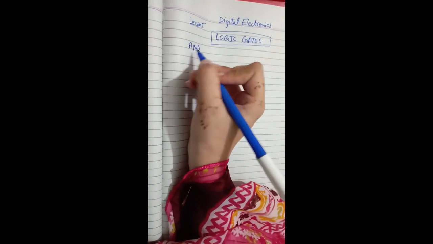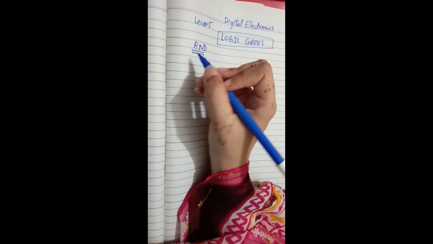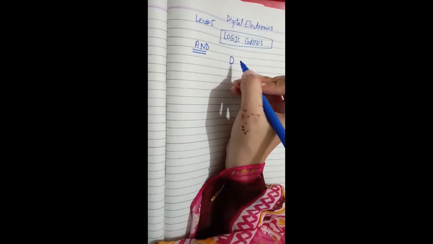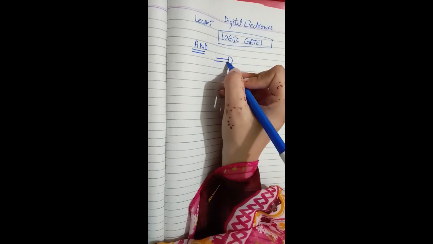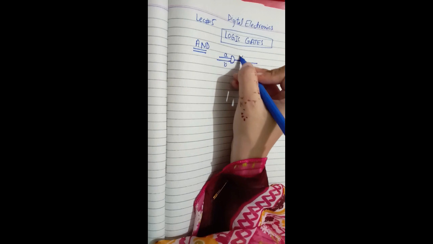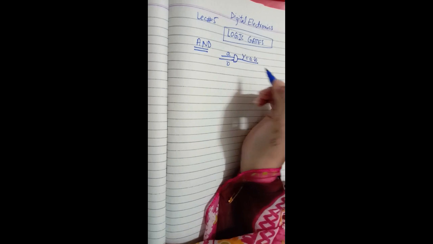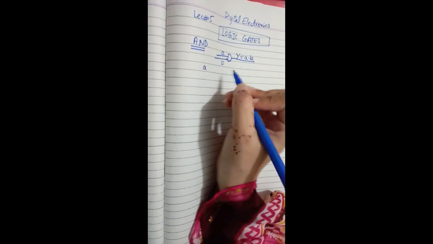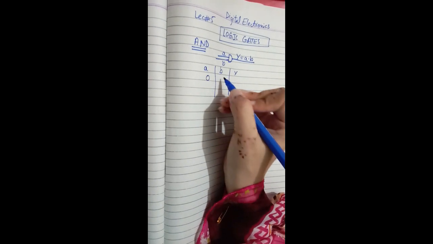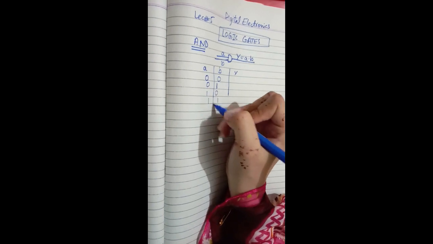The AND gate says that we will multiply our two numbers. First we will see its symbol. These are our inputs A, B, and the final output we have is Y, which is equal to A dot B. Simple dot multiplication. So A, B, and the result is Y. We have 0, 0, 0, 1, 1, 0, 1, 1.